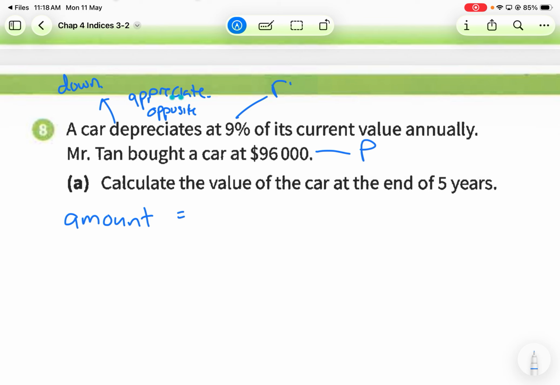Okay, so our formula is amount equals P times 1 plus R over 100, to the power of how many times it compounds. So now it's 9% every year, 5 years, so compounded 5 times.